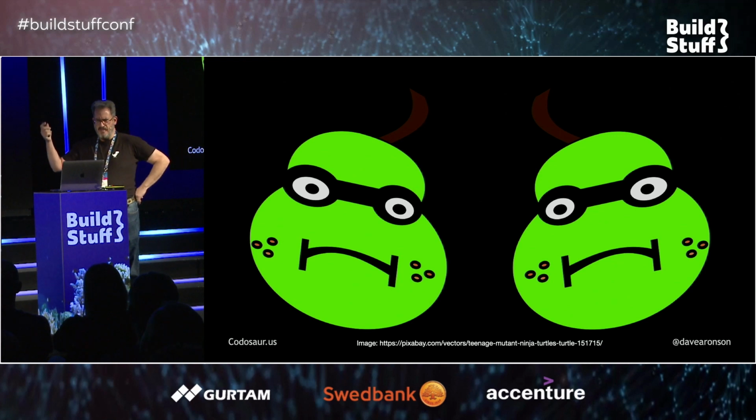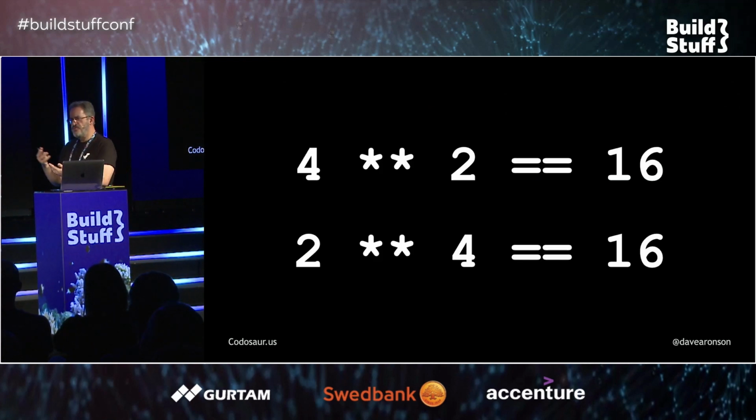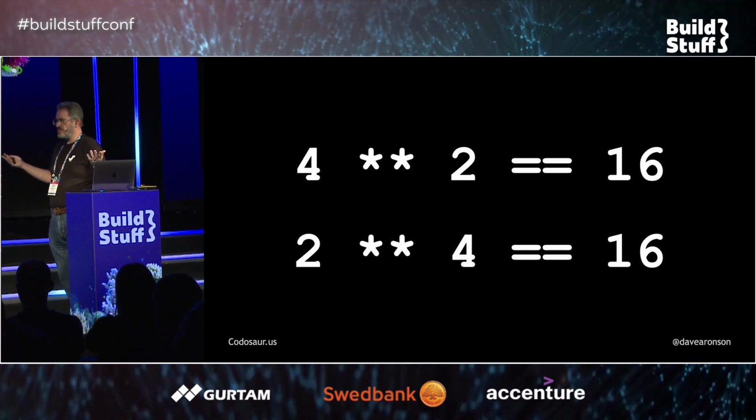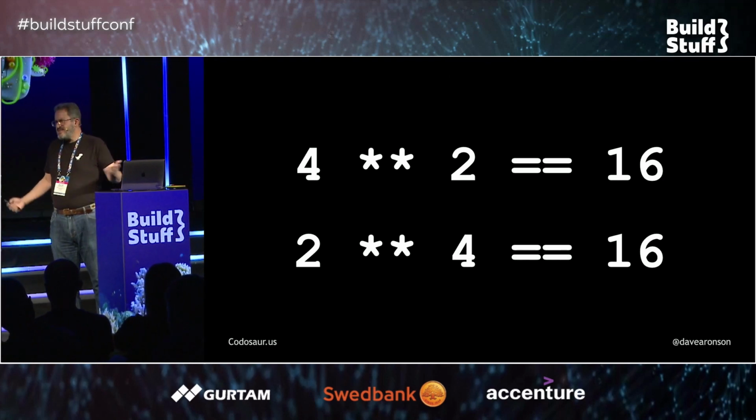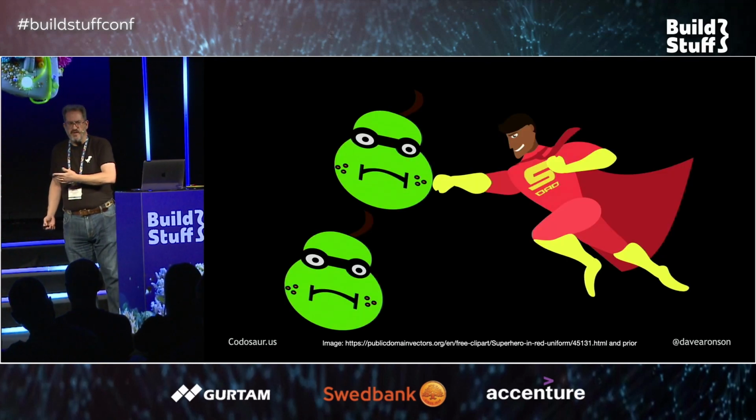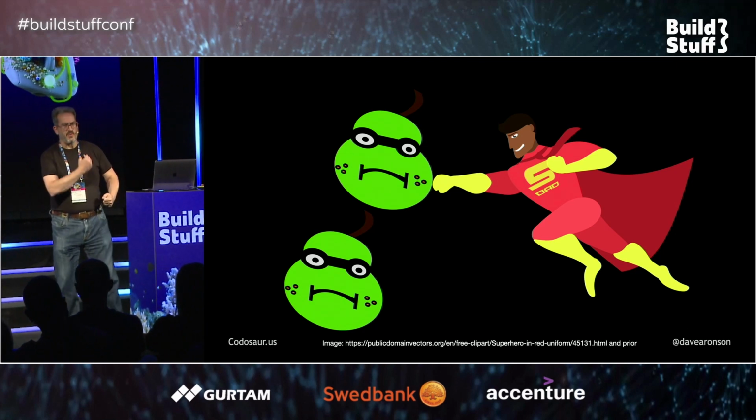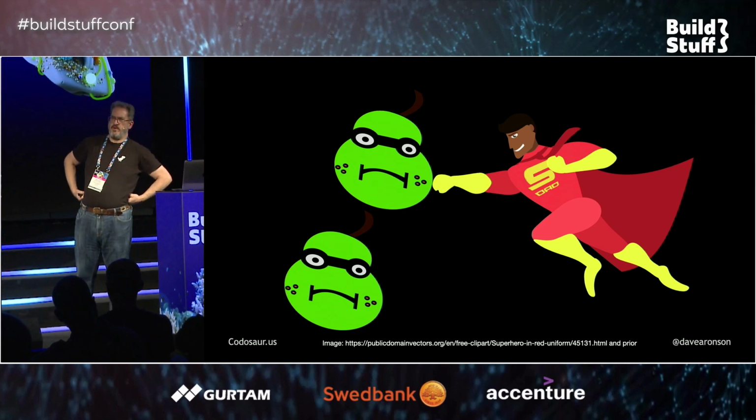Wait, how can that be? It's because 2 to the 4th and 4 squared are the same thing. They're 16, both of them. But that's not a big deal. We can attack them separately. No need to kill all the mutants in one swell swoop and be some kind of superhero about it.